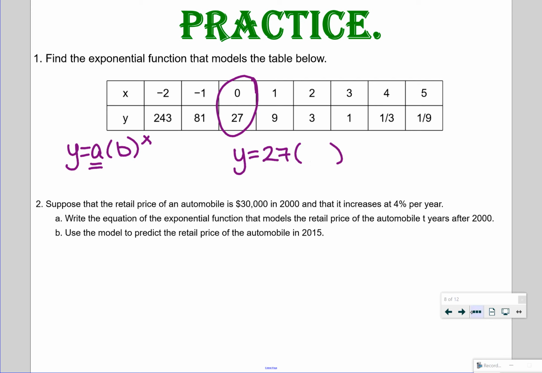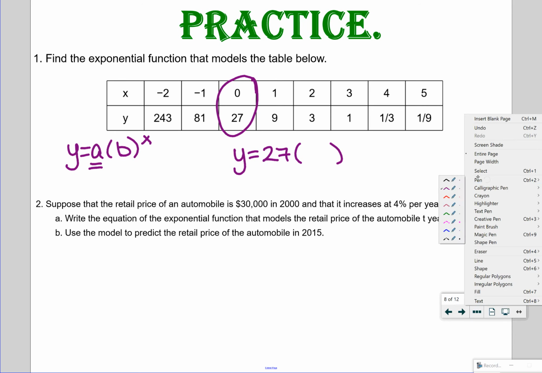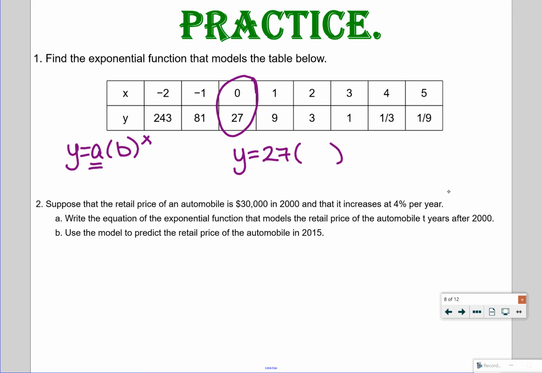And then to find my b, I need to figure out what I'm multiplying by from one term to the next. Now you can look at any set of consecutive terms. So I could look at 243 and 81, or 9 and 3, or 3 and 1. I think a really easy pair to look at here would be 1 and 1/3. The question is 1 times what gives me 1/3? And the answer is 1/3.